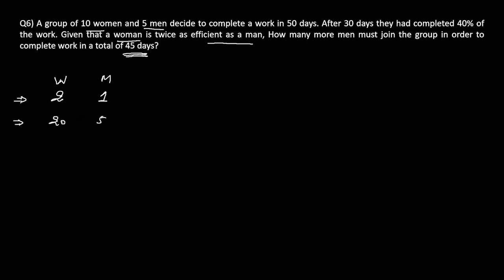So as a group of men and women, the total unit of work done in one day will be 25. Now, after 30 days, they had completed 40% of the work. So in 30 days, how many units of work will they do? 25 into 30, and that's nothing but 40% of the total work. The total work I'm presuming to be X over here.